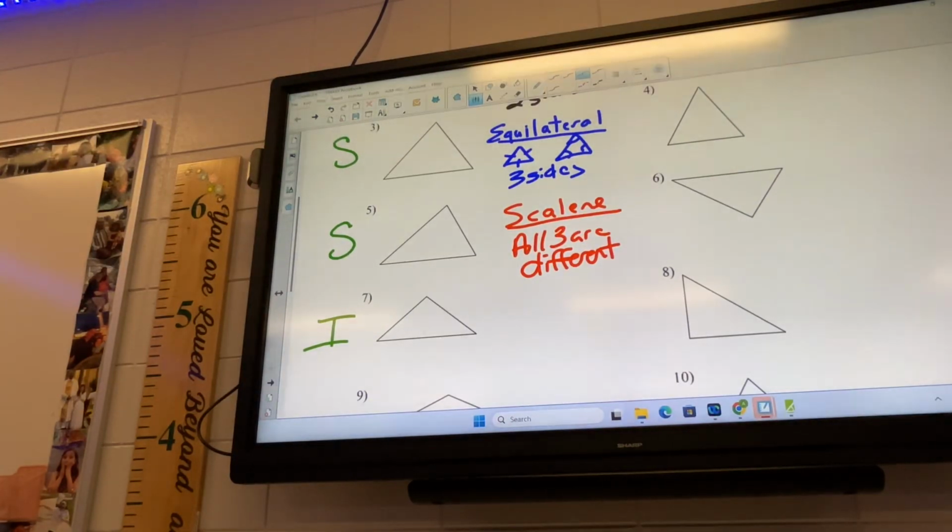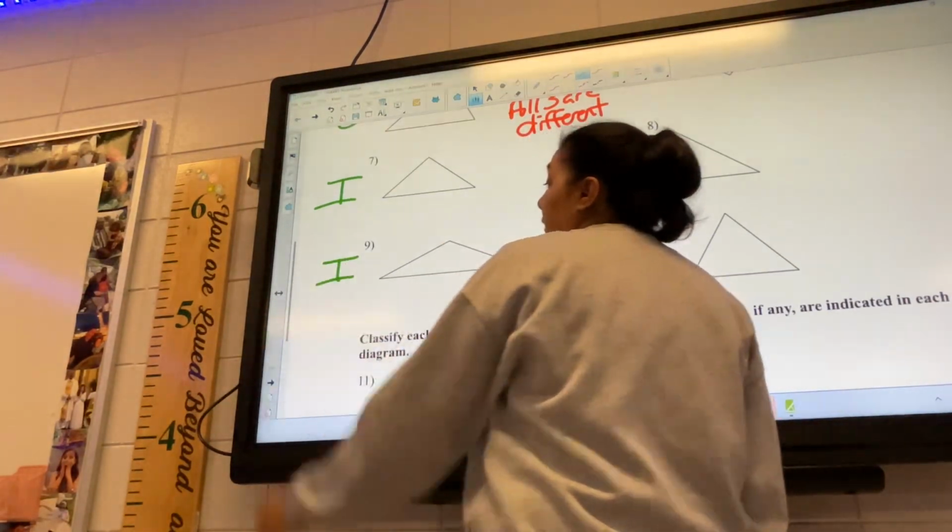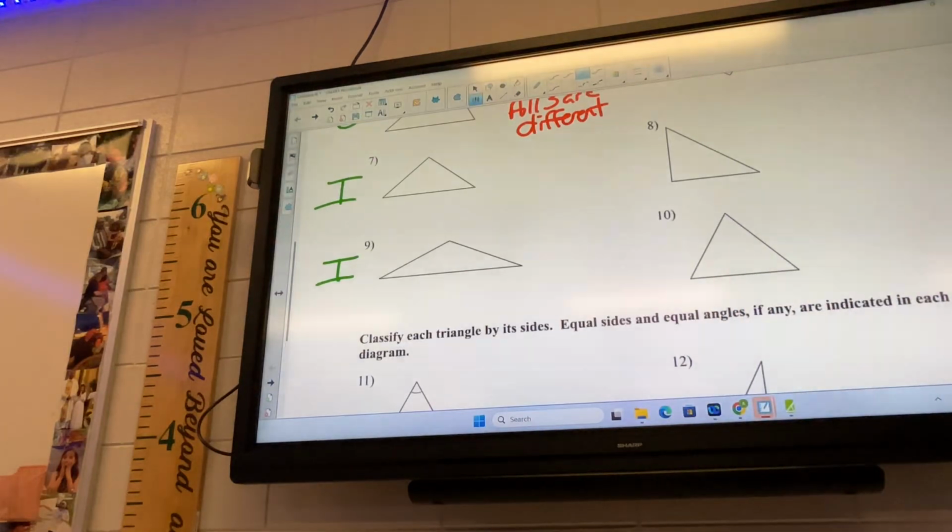Okay, number 9. What does it look like? Scalene, all the same. It is an isosceles. Okay, they're meant to challenge you, to see what it does look like, okay?